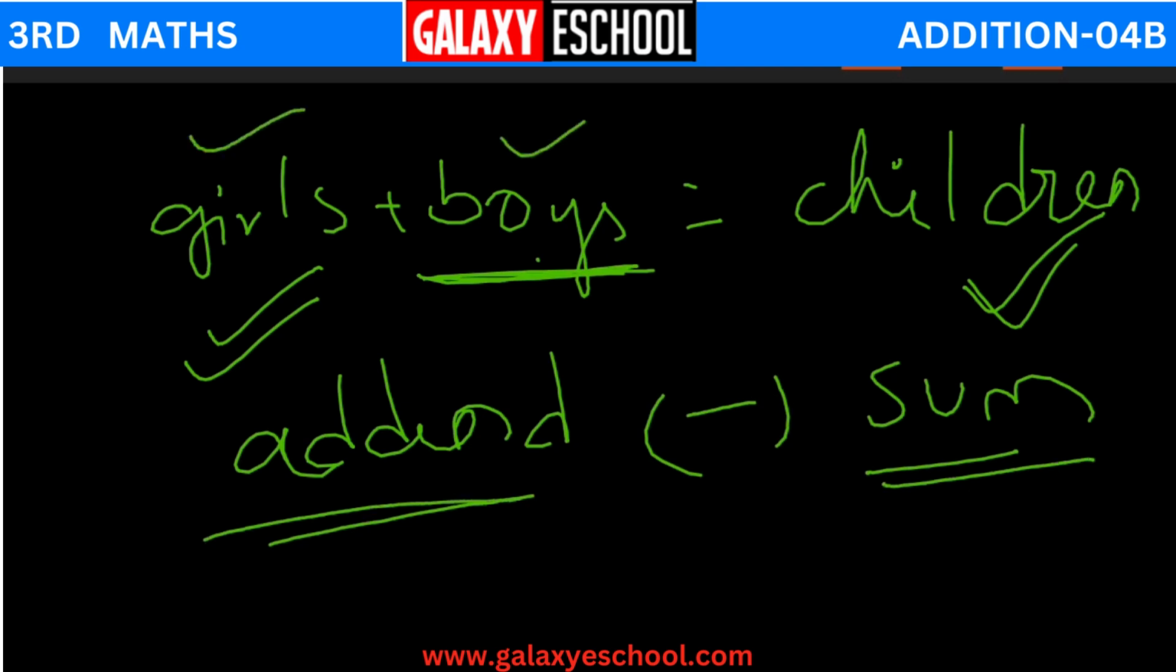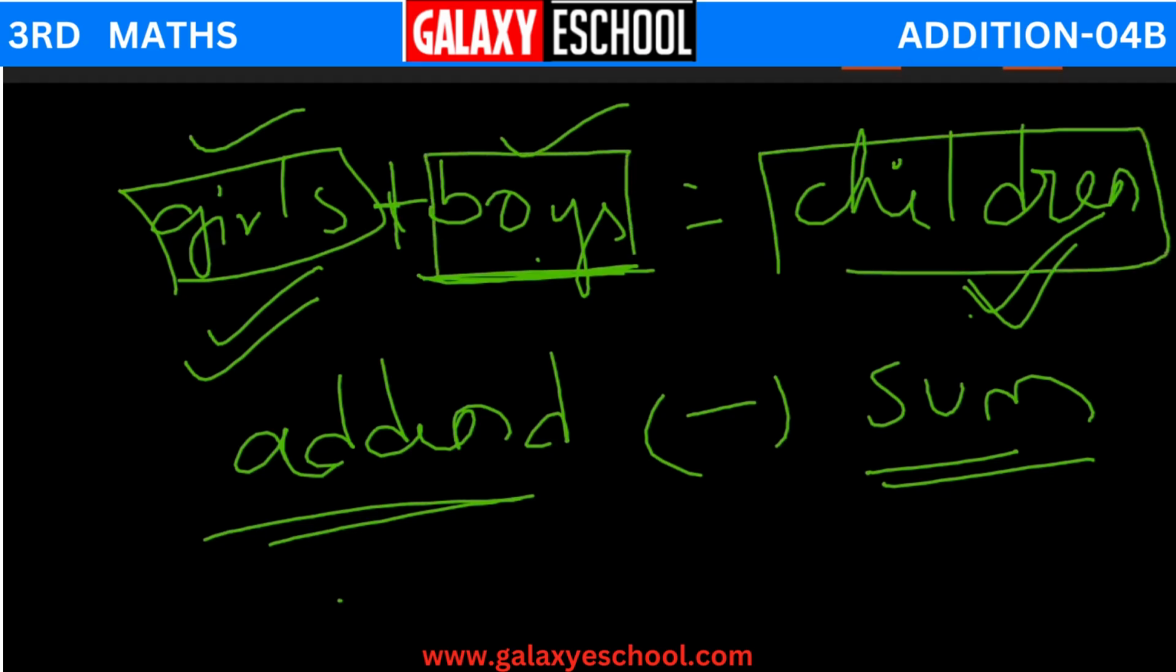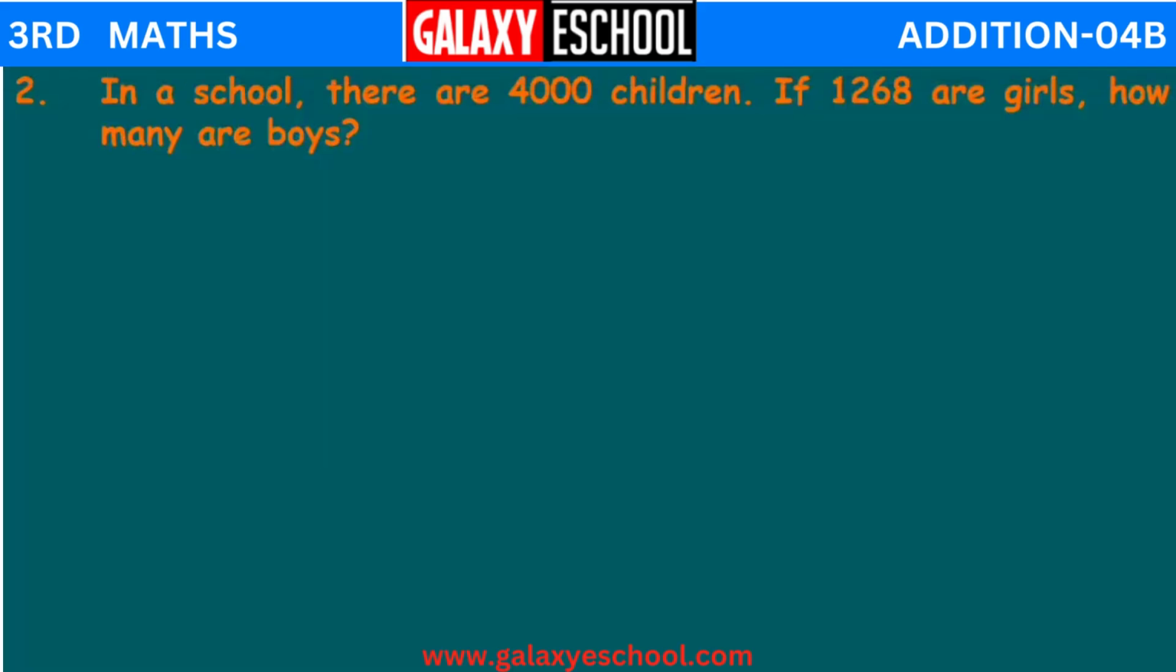If we had both the addends, we would have added them and found the sum. But here we have one addend and the sum. The other addend is missing. In that case, we subtract the addend from the sum.